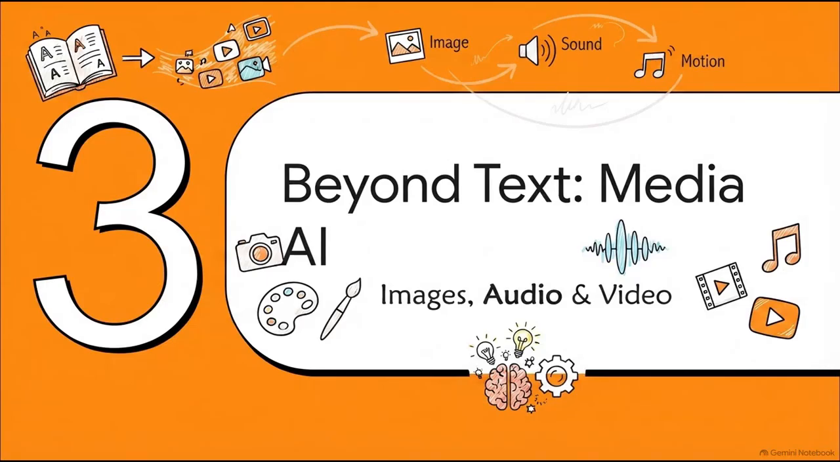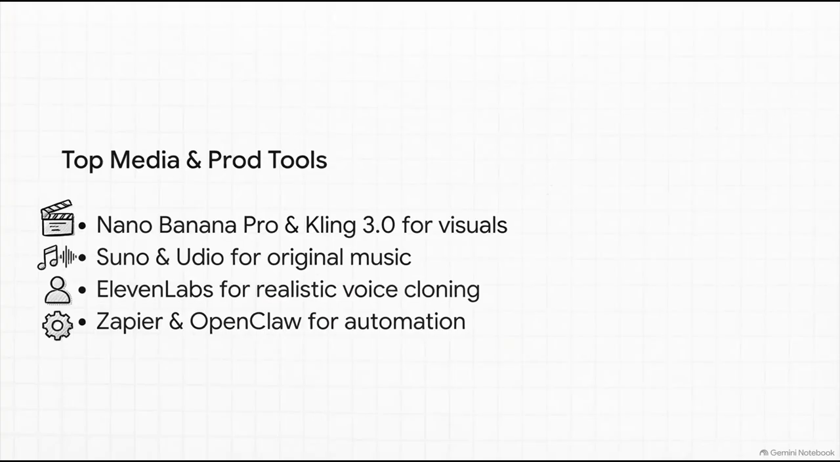All right, Section 4, let's look beyond text and dive into media AI. Because listen, AI is not just about text anymore. There is an entire world of free, wildly powerful tools out there that can act as your ultimate creative toolkit. You've got Nano Banana Pro and Kling 3.0 for generating perfect, consistent visuals. Suno and Udio are basically your personal music composers. You just describe a vibe and they spit out full original tracks.